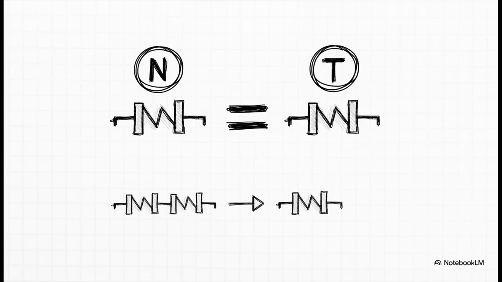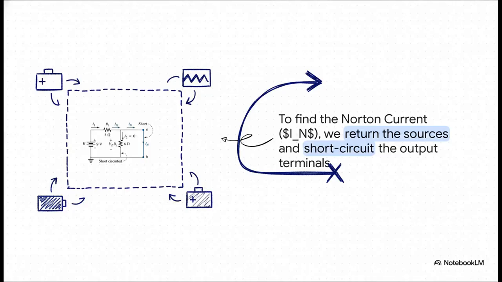Rn is Rthin. They are identical, one and the same. You already know how to do this part. So for our example, a 3 ohm in parallel with a 6 ohm gives us an Rn of 2 ohms. Easy. Okay, now for the new part, finding the Norton current, IN.